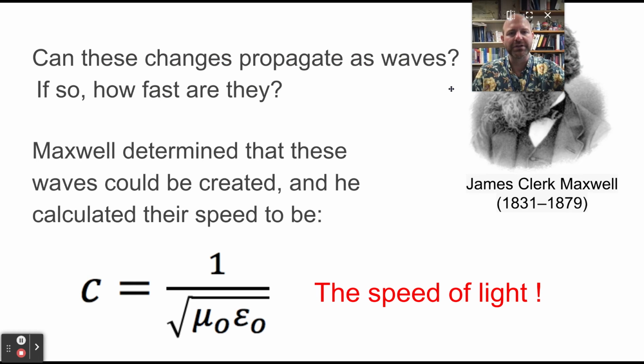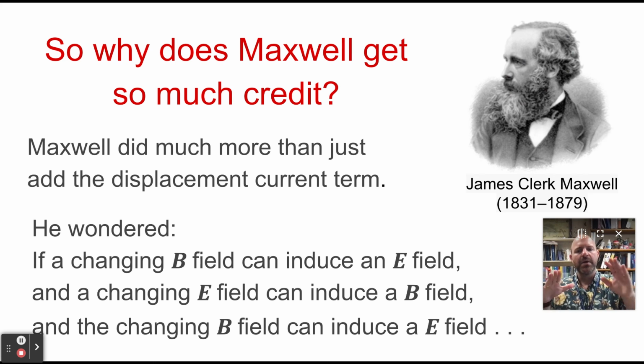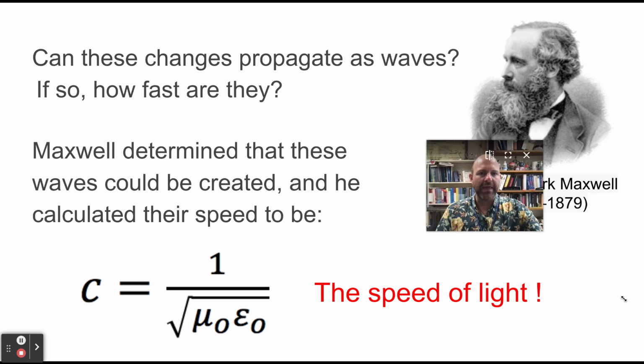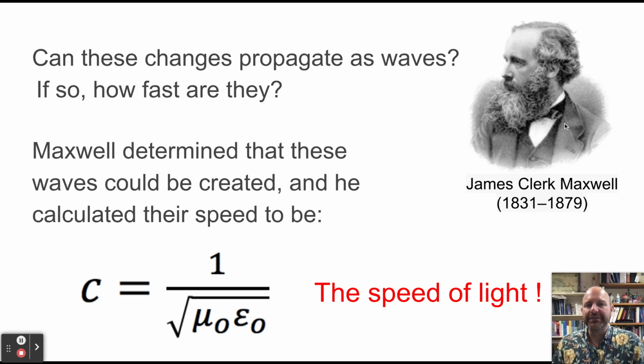So why does Maxwell get all this credit for all this stuff? Well, the big idea is he didn't just figure out the displacement current. What he did is he surmised that something that was observed in one way could work in the other, and then he put that together and thought about the consequences. He said, if a changing magnetic field induces an electric field, and a changing electric field can induce a magnetic field, and so on and so forth over and over again, can they make waves? I didn't need to make myself bigger when I said that, but it's kind of fun. And if so, how fast are they?